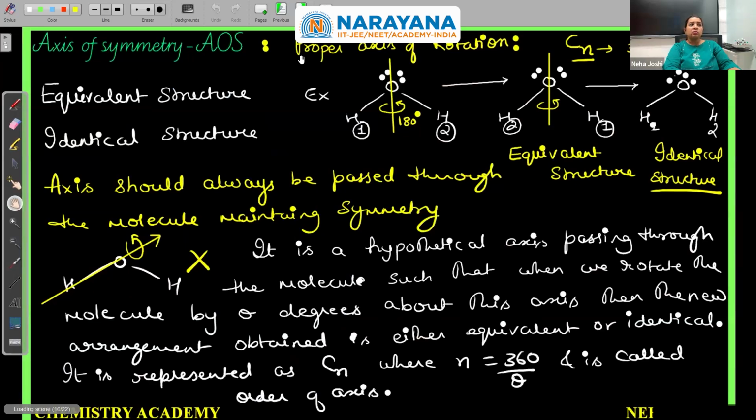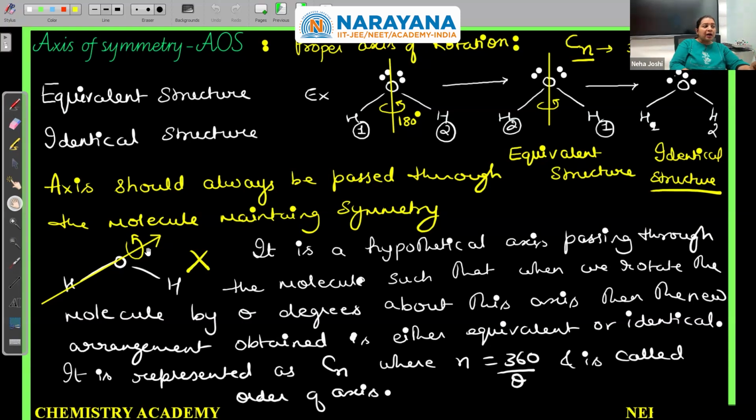Axis of symmetry. Axis of symmetry is called the proper axis of rotation, represented by Cn, where n is 360 by theta. I'll explain what. So here I want to say equivalent structure, like 1, 2, 2, 1. If I just rotate, I get this. Now if I number the hydrogens 1, 2, this will be called an equivalent structure to the first. If I rotate further and I get identical, so the same atom comes on that original atom, I don't mean the species but the exact atom, then you will use the word identical. If it is the same species, then you say equivalent structure.